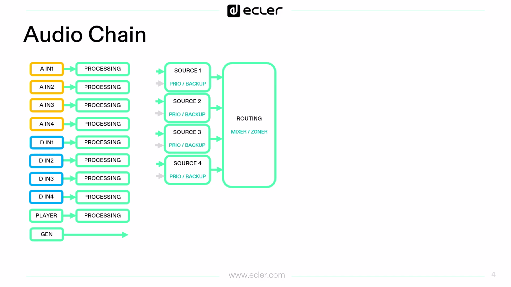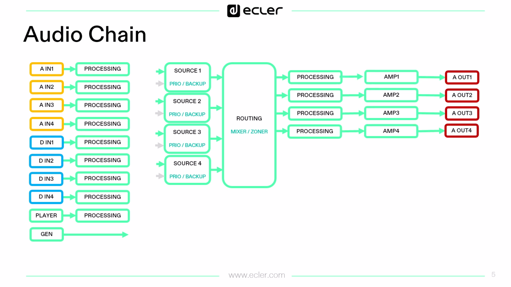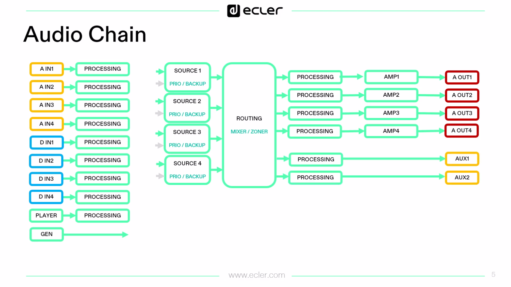Sources are connected to the matrix that can work in 2 modes: as a mixer, creating an independent mix for each output of the matrix, or a zoner, so only one selection is possible for each output. The first 4 outputs of the matrix have their own processing, delay, filters, and limiters, and are then amplified. The last 2 have their own processing as well, delay and filters, and are the line-level auxiliary outputs.